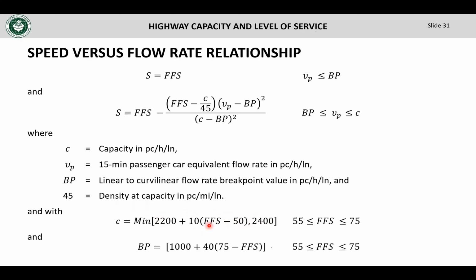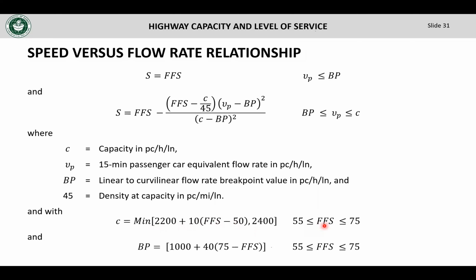So let me just do one calculation. Let's pick one value. Let's pick 60. So if I have 60 minus 50, I'm making that calculation there. That gives me 10, and 10 times 10 gives me 100. And if I add that to 2200, I get 2300 for this expression over here.